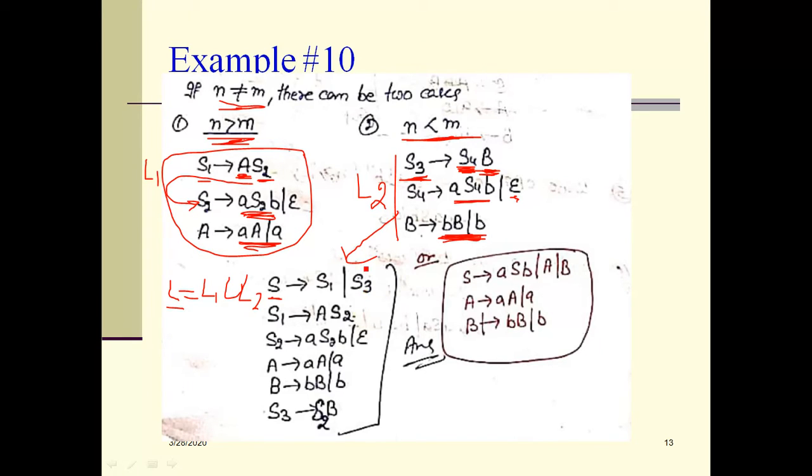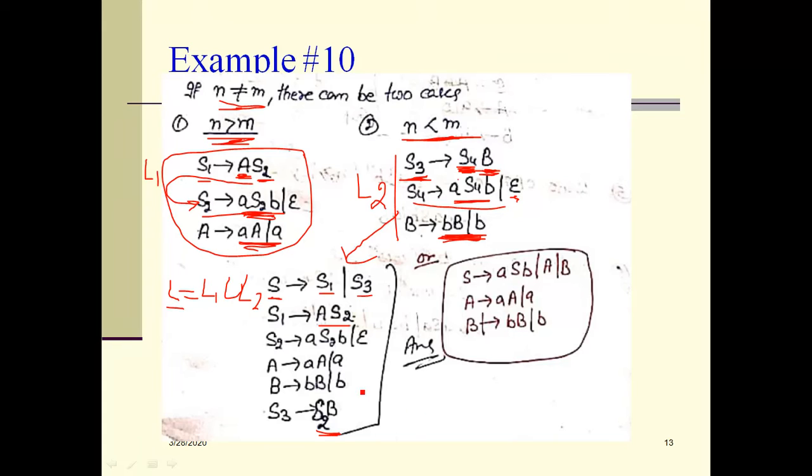And where S1 is the start symbol for L1, and S3 is the start symbol for L2, right? Now consider this: if you choose S derives S1, then you will generate a string where the number of A is more. If you start from S3, you will generate a string where the number of B is more. And you can combine these two. One rule is common in both cases, which is S4 and S2. So we'll keep S2 and avoid S4 because of the redundancy, right?